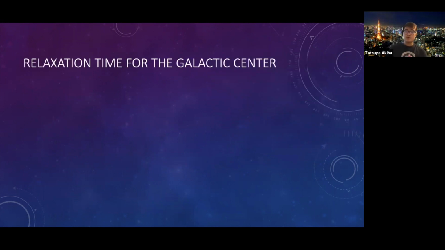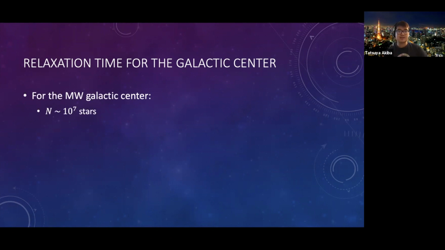Okay, so to figure out if for the galactic center we should use the collisional or collisionless n-body simulations, we have to calculate the relaxation time. So let's follow that for the Milky Way galactic center, for instance. For the Milky Way galactic center, we know that there are around 10 million, 10 to the 7 stars within about a parsec of the galactic center. So we're going to use that as our scale. So for n equal to 10 to the 7, we see that the relaxation time to crossing time ratio is going to be about 10 to the 5 if we use this prescription here.